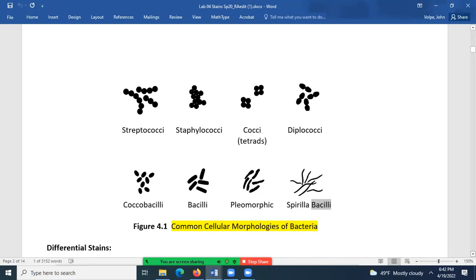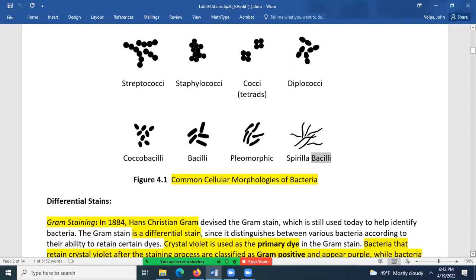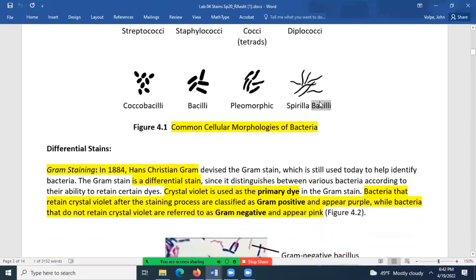There are some other shapes, but we're not going to talk about them in the lab. I will briefly mention a few of them in the lecture. There's star-shaped cells and square-shaped cells. But these are the common ones. The spirilla, the bacilli, and the cocci are the 3 most common, and most of the others are a shape derived from those. Like the coccobacilli is definitely a shape derived from a cocci and a bacilli.